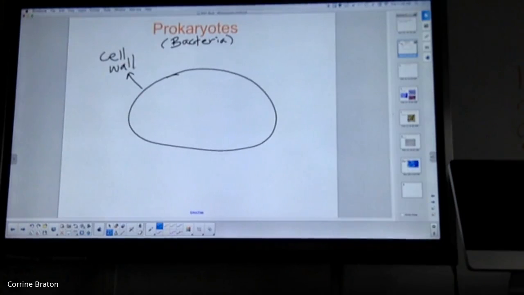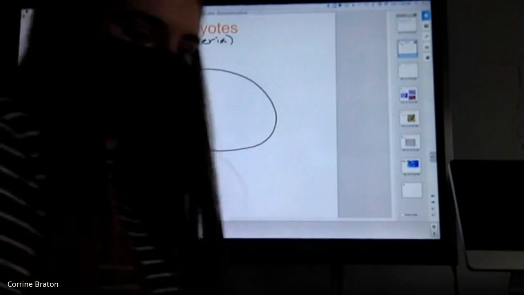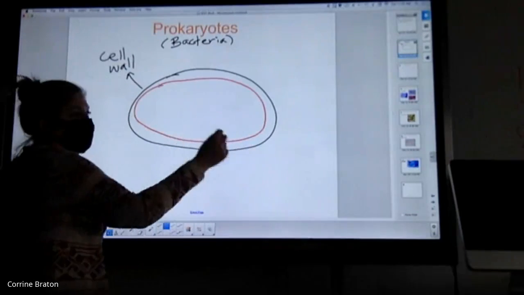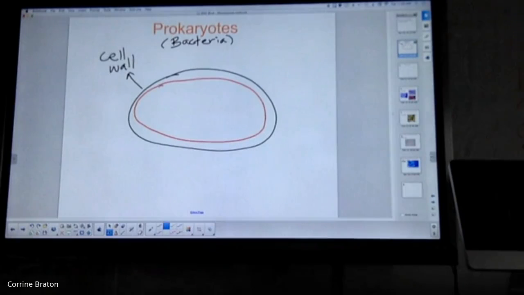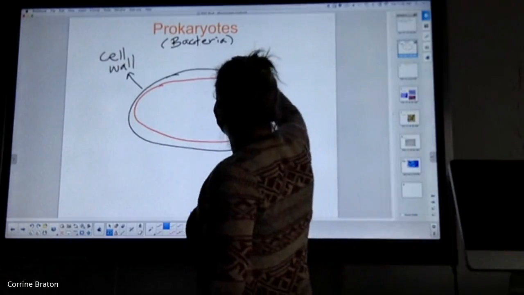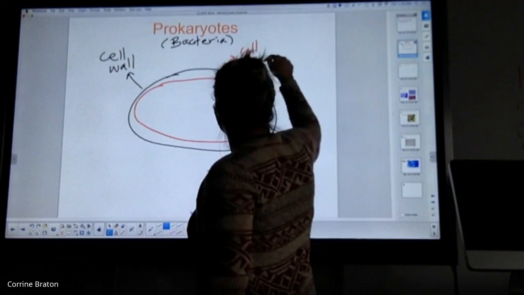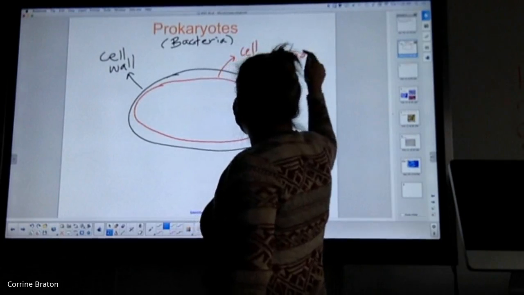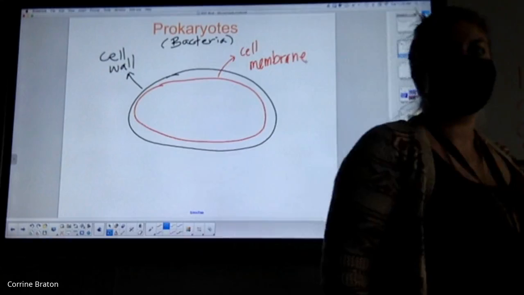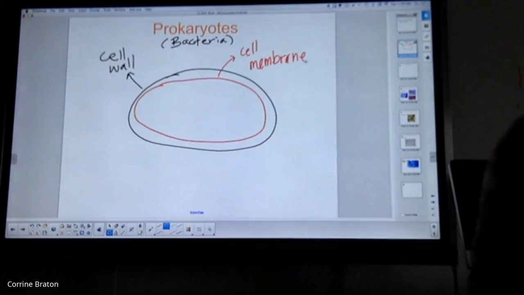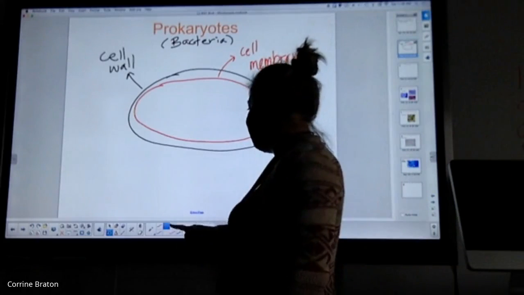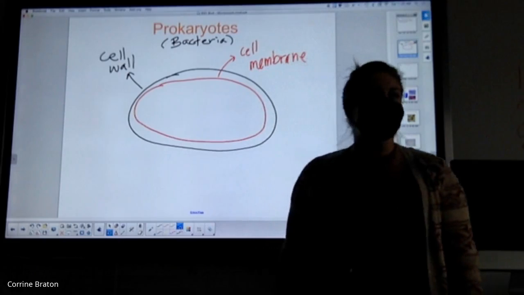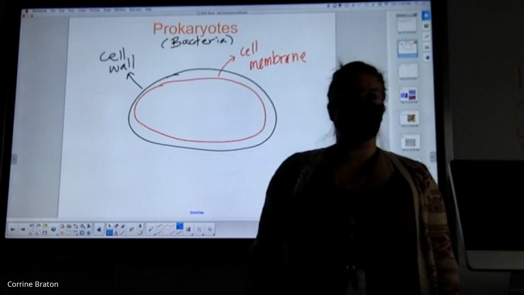Okay, and then so we have cell wall, and then what right underneath the cell wall? Membrane. The cell membrane. So we have cell wall, cell membrane. Well, and then bacteria don't have a bunch of organelles. In fact, they have no membrane-bound organelles. They just have free-floating organelles.